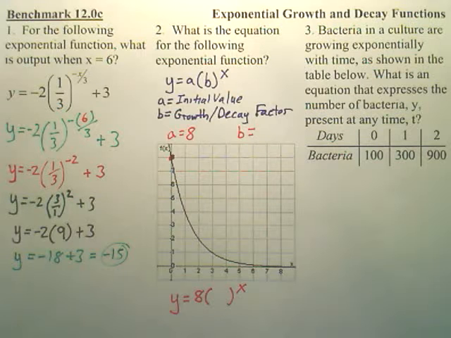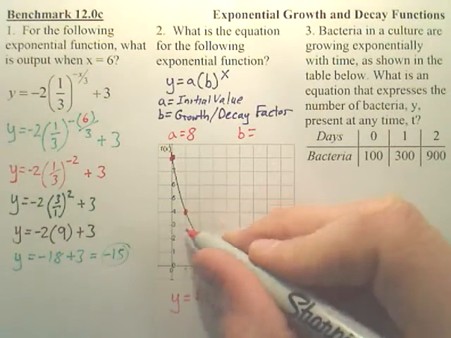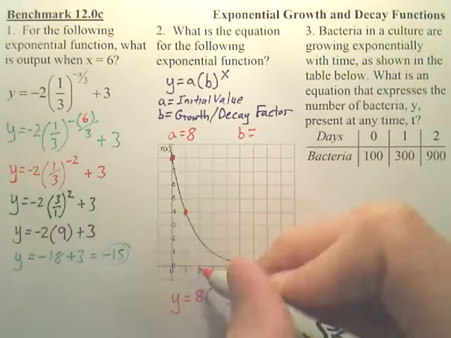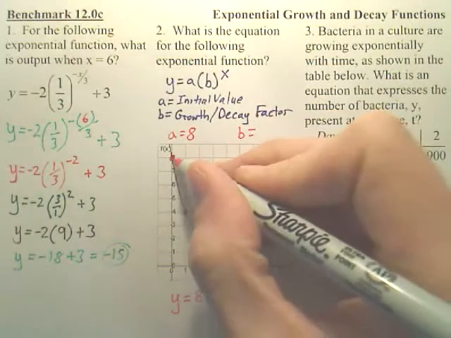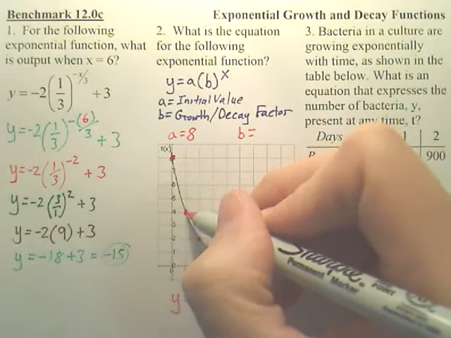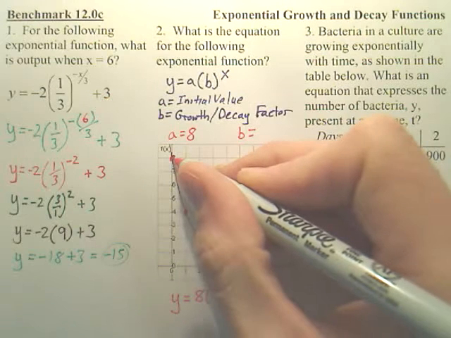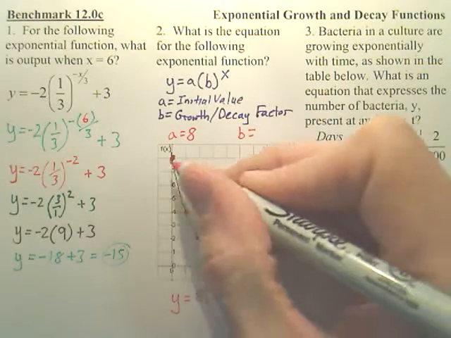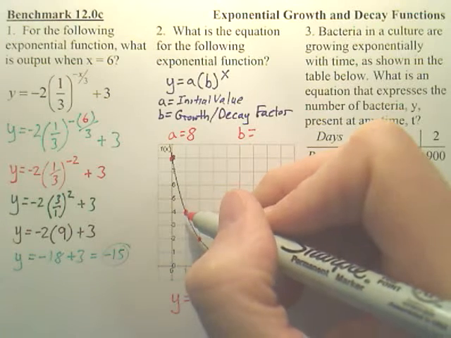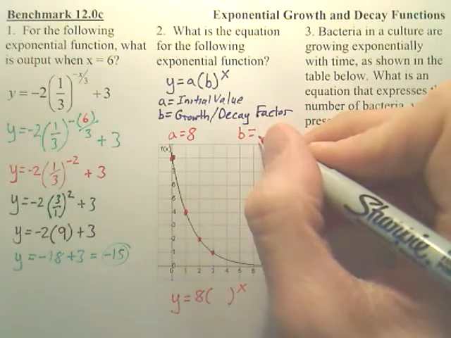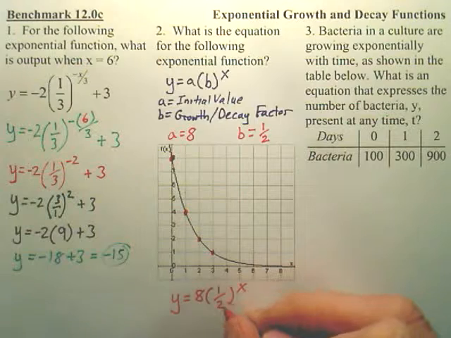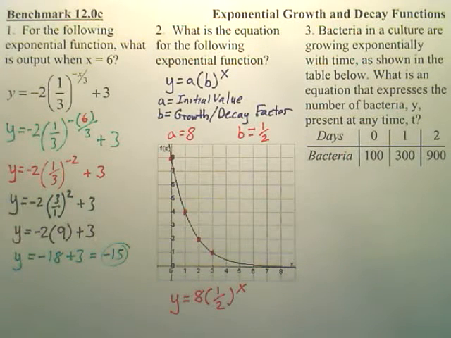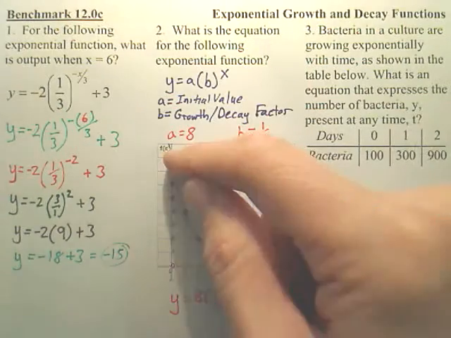Well, you have to look at your graph and think, how much does it decrease every time? At 1, you're now at 4. At 2, you're at 2. At 3, you're at 1. So from this point to this point, you went from 8 to 4. So what did you do? To get from 8 to 4, you divided by what? 2. So you divided by 2, so this is 1/2. You halved it. So your decay factor is 1/2, because to get from this point to this point, you halved.